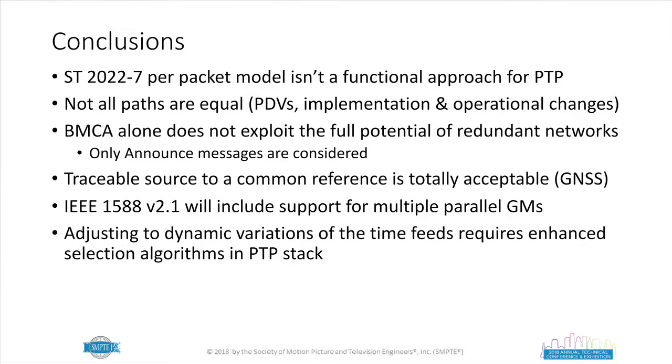Not all paths are equal, as I explained, and as you saw from the measurements. Whilst we had a very simple network design, we saw differences in how these networks were being designed in terms of either the NICs that were being used as slaves or the boundary clock implementations, and that was causing issues. Obviously, there are also operational changes that may occur in the network that could impact this. BMC alone, as you understand, is not sufficient for exploiting the full requirements for redundant networks. It only looks at announce messages, so it's a simplistic view of building redundancy.